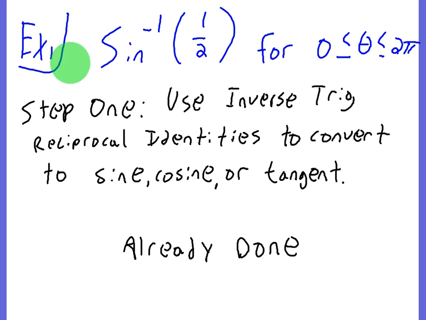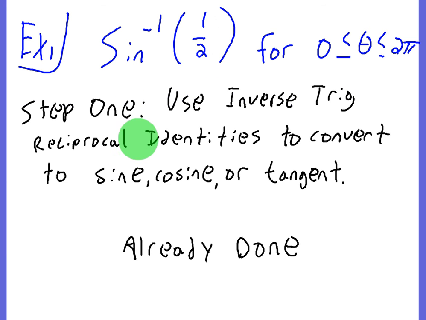So let's go ahead and start out with one of those. Sine inverse of 1/2. So this one's actually easier because we don't need to know one of those identities. This interval is also important. It says for any angle between 0 and 2 pi, including 0 and 2 pi. So anything on the standard unit circle, where does sine equal 1/2? Well, fortunately, it's already in terms of sine.